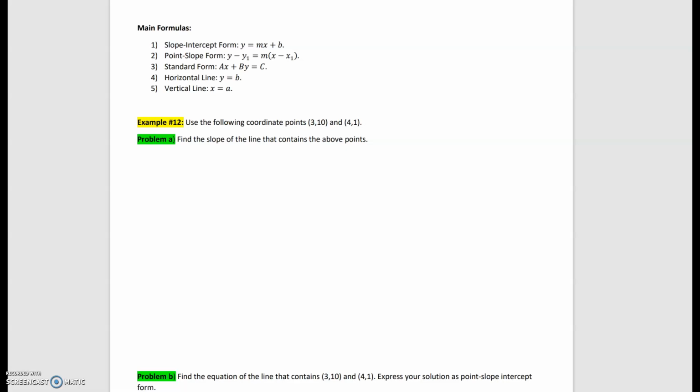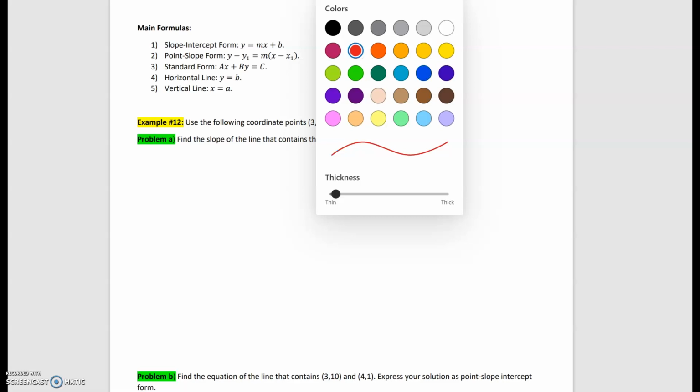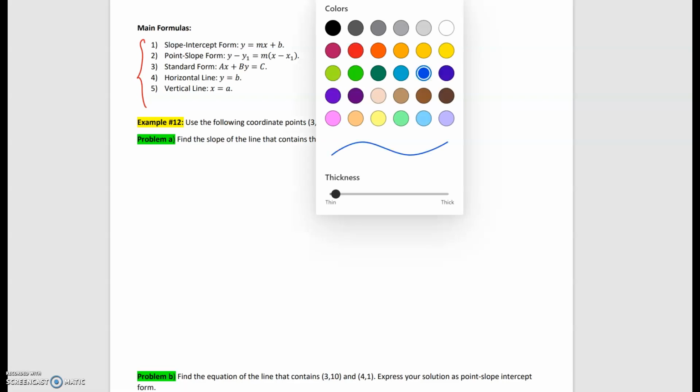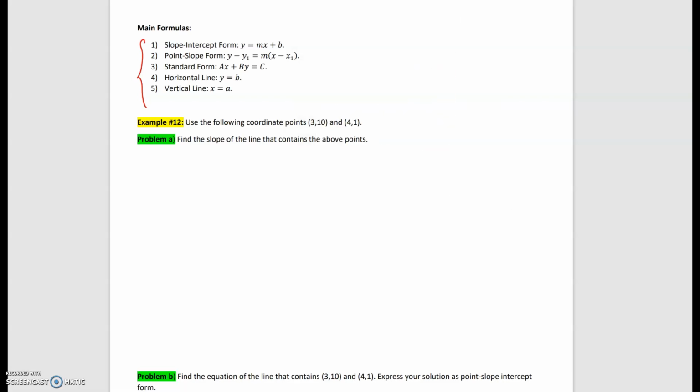Hi class, for these little problems we may be using some of the formulas that are actually out here. So I'm referring to these formulas along with any formula that showed up on the previous problems. And on this particular one, what they're saying is that you're given two coordinate points.